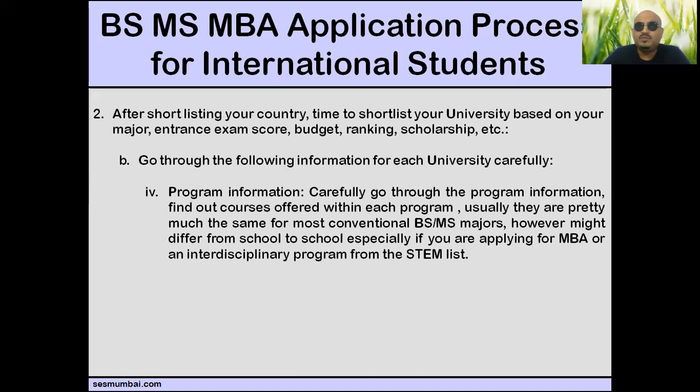Okay. Program information. Carefully go through the program information, find out courses offered within each program. For example, if you've gone for computer engineering or computer science, within computer science they have courses 101, 102, 501, 503. So find out information in detail of each and every course offered within the program. See how computer science differs from electronic and computer engineering and things like that. Usually they're pretty much the same for most conventional BS and MS majors. However, it might differ from school to school, especially if you're applying for an MBA or an interdisciplinary program, from the STEM list or without the STEM list.